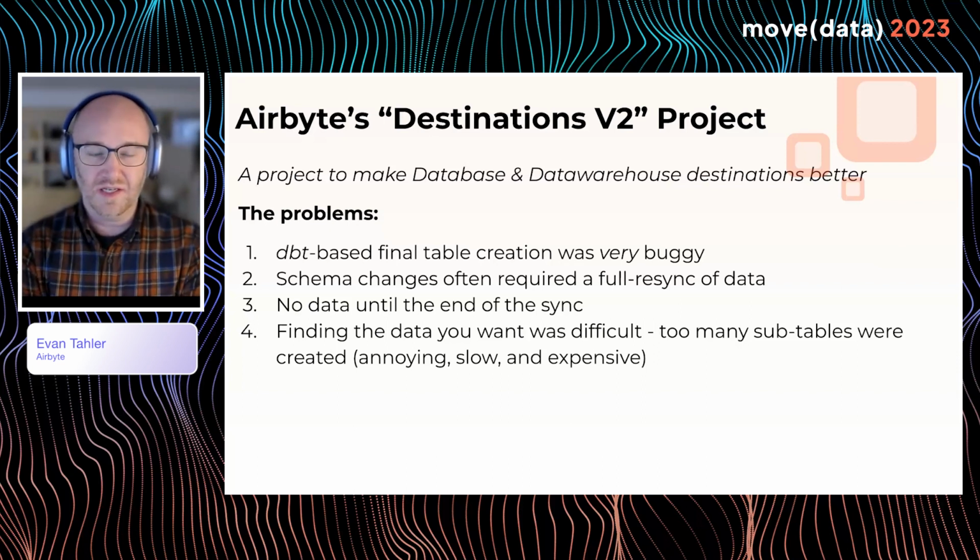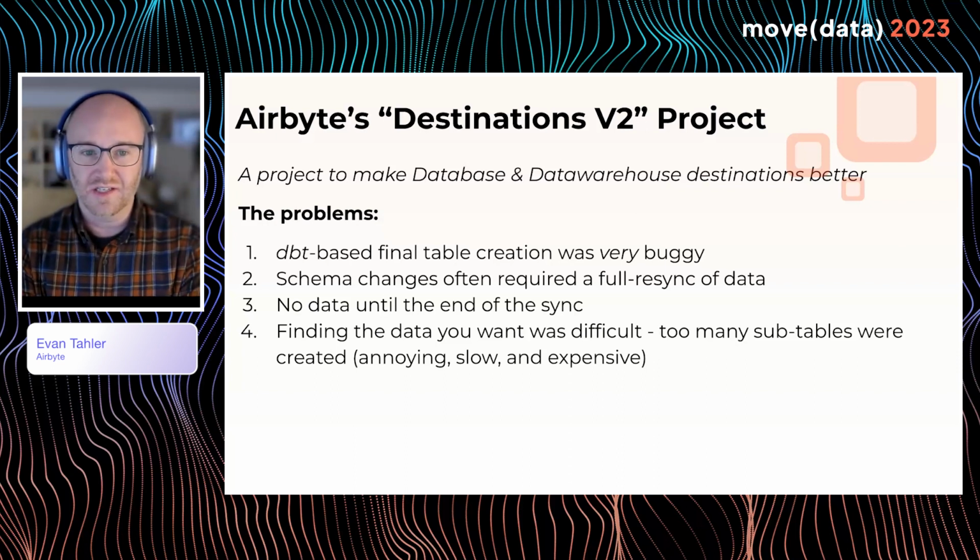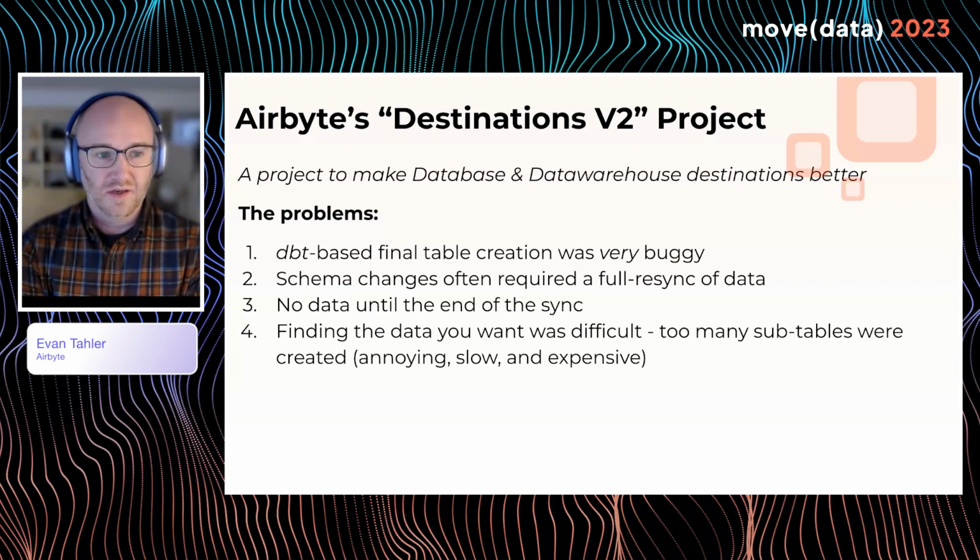First, we use DBT, that's the transformation tool from DBT Labs, to create what we called our final tables in our data warehouse destinations. But it was really buggy. It was another process that we had to spin up. It wasn't very resilient to type errors and changes of data types. And it was kind of slow. Schema changes also required a full resync.